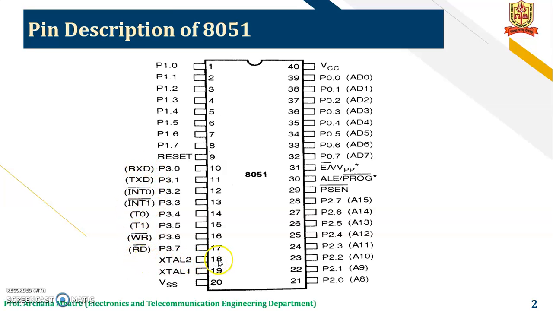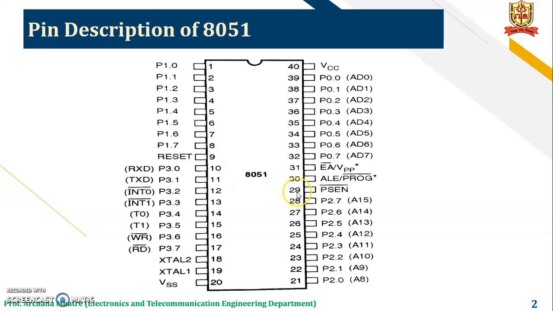Now pin number 18 and 19 are for the clock, to connect the crystal oscillator, XTAL2 and XTAL1. Now pin number 20 is connected to the ground, pin number 40 is connected to the VCC. Then here pin number 32 to 39 is for port 0. Again port 0 is an 8-bit port. Pin number 31 is for EA bar / VPP. Pin number 30 is for ALE / PROG.